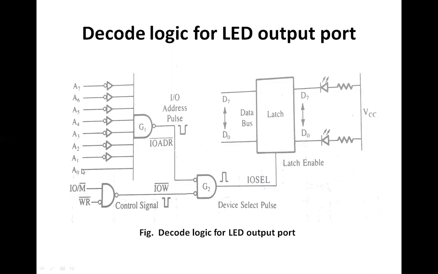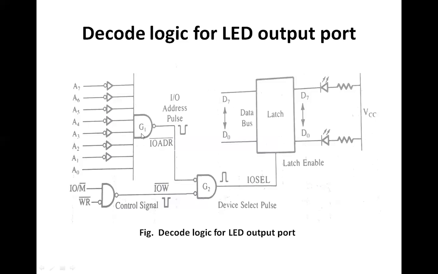Now, line A0 is connected directly, so it means it should be 1, and A1 to A7 are connected through inverters to the NAND gate. So to generate a proper address pulse here, A0 should be 1 and the rest of the values should be 0. Because if A0 is 1 and A1 to A7 are 0, we will be getting 1 at each input. And since it is a NAND gate, with all inputs 1, the output will be 0. And when the output is 0, only then is it going to generate the device select pulse.